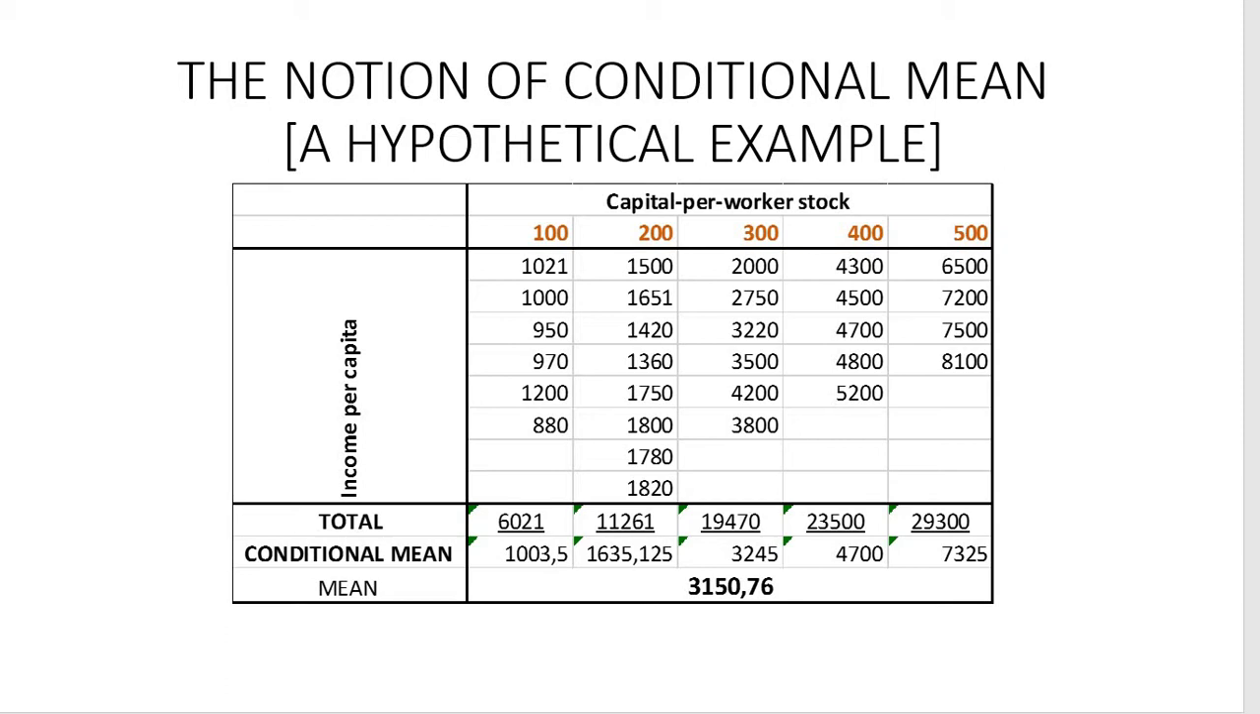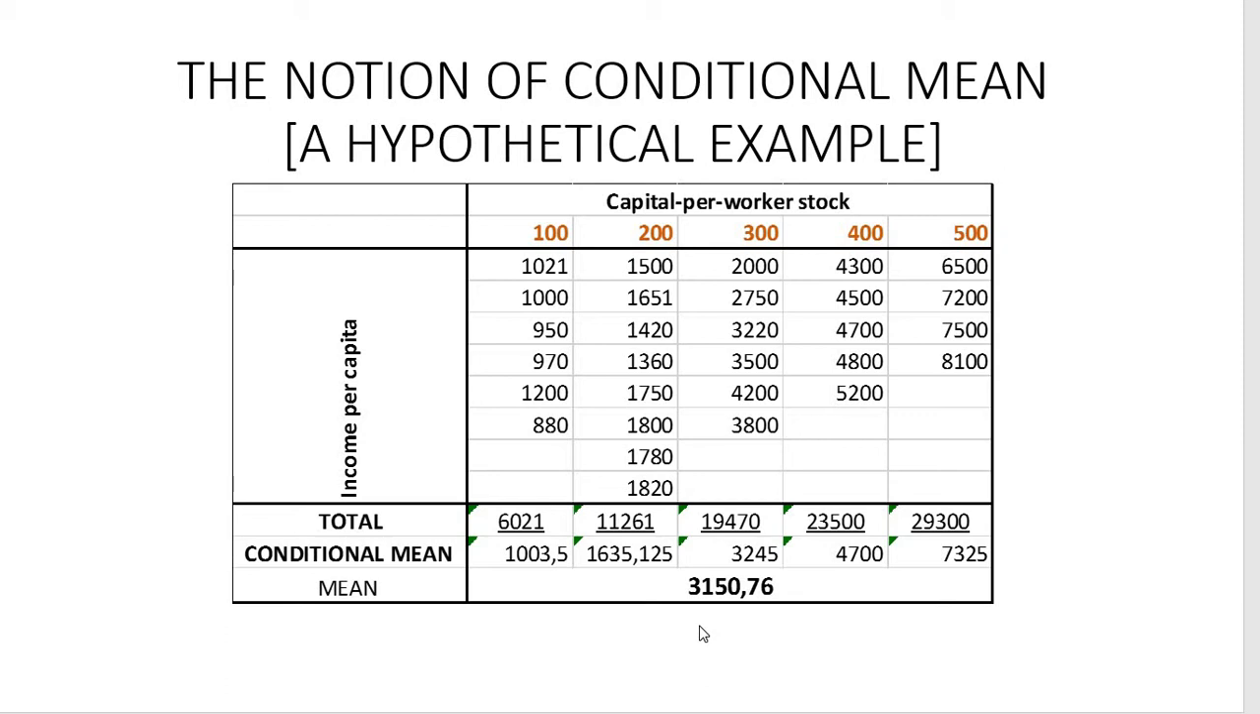Several countries with $200 worth of capital per worker stock have those levels of per capita income, where one value corresponds to one country, and so on and so forth. Of course, we can calculate the general mean for the entire sample, or in our case population. We assume it to be population. I'll explain the difference in a moment. So you will get this value, 3,150 US dollars and 76 cents.